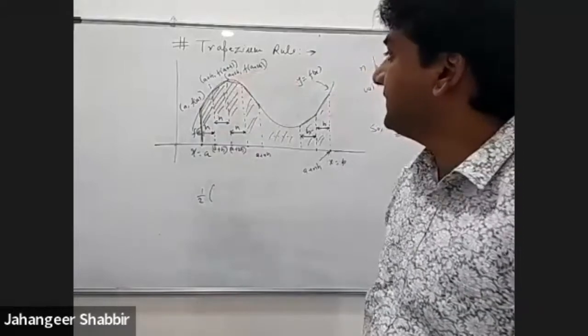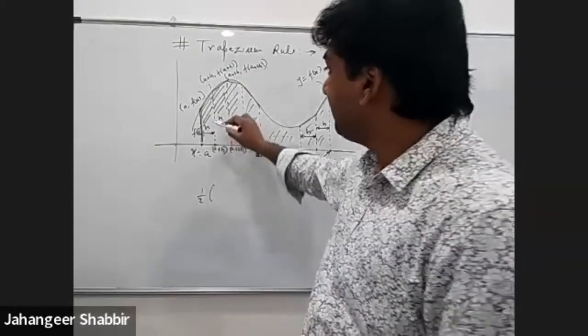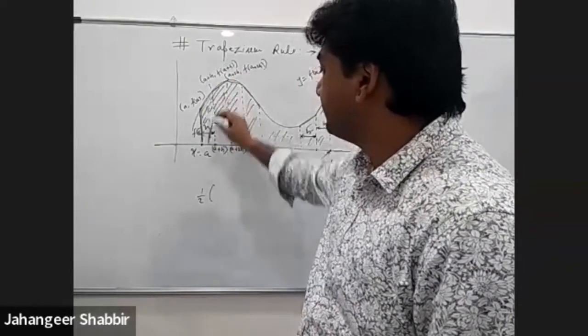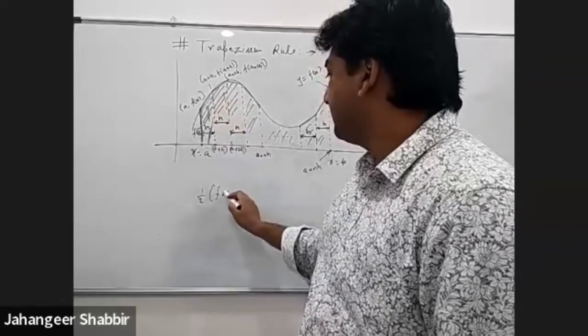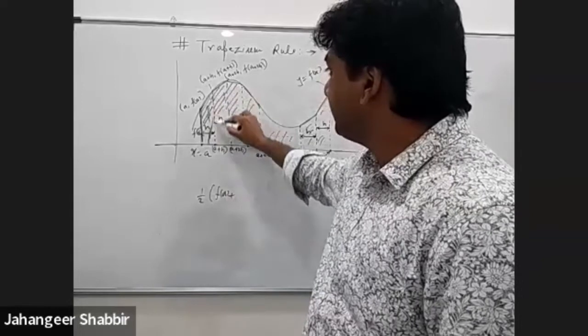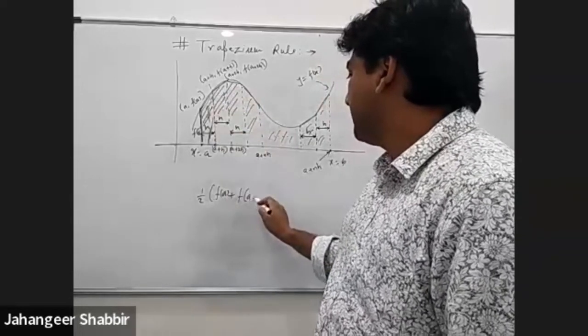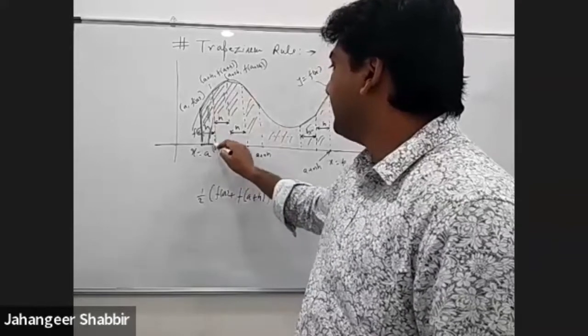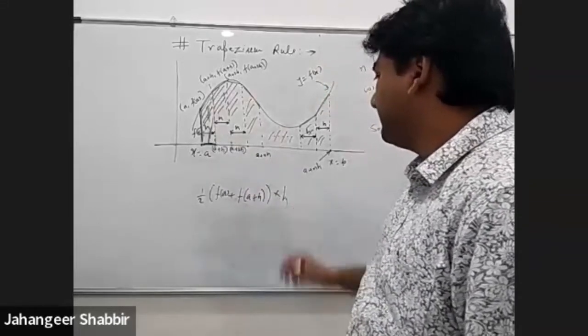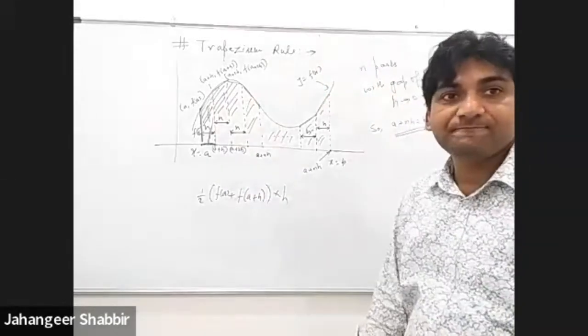So now what is happening here? If I try to find the area of this trapezium, so half, and this length is f(a) plus this length f(a plus h), and then times height. Height will be h, right? This gap will be considered as height. So this is h. Did you understand?